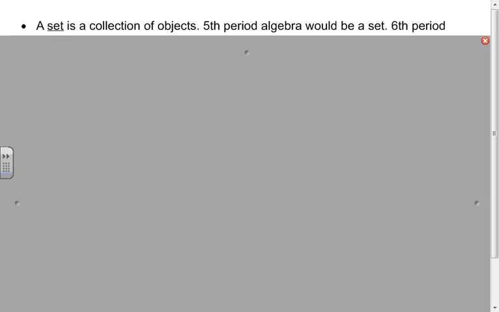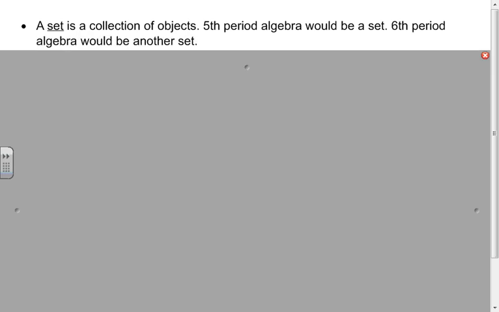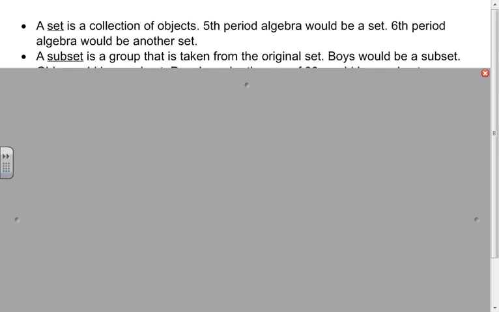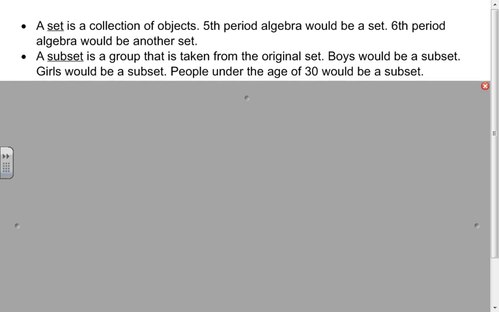More definitions. A set is a collection of objects. Fifth period algebra would be a set of students. Sixth period algebra would be a different set of students. A subset is a group that is taken out of the original set. So if we had fifth period algebra, boys would be a subset. Girls would be a subset. We're taking those groups out. People under the age of 30 would be a subset, because that would be everybody except me. I'm older than 30.